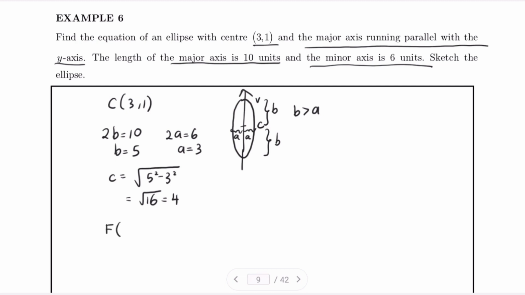So for the foci, H will remain the same. For the K, for the foci you need to add and subtract 4. So it's going to be 1 plus 4 is 5, and the other one is 1 minus 4 is negative 3.